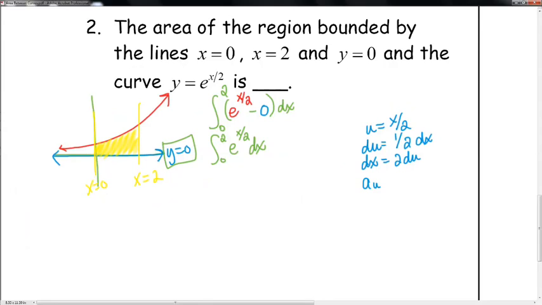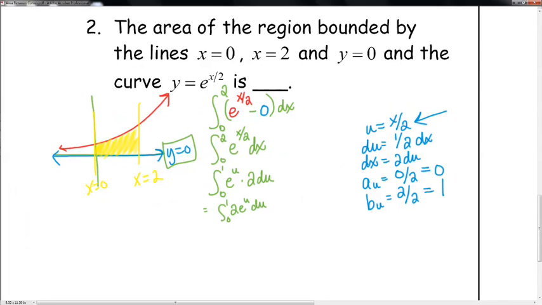For my a sub u, if I plug 0 into my u function, I'm going to get 0, because that was my lower boundary. My upper boundary b was 2, so I plug it into that u function: 2 over 2, which is equal to 1. So my new boundaries are going from 0 to 1. This is e to the u times 2 du, so that gives me 0 to 1 of 2e to the u du.